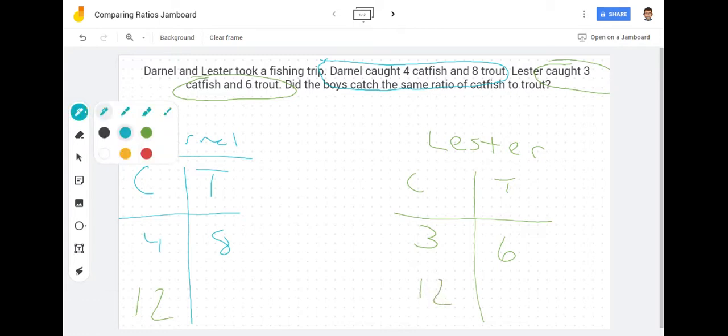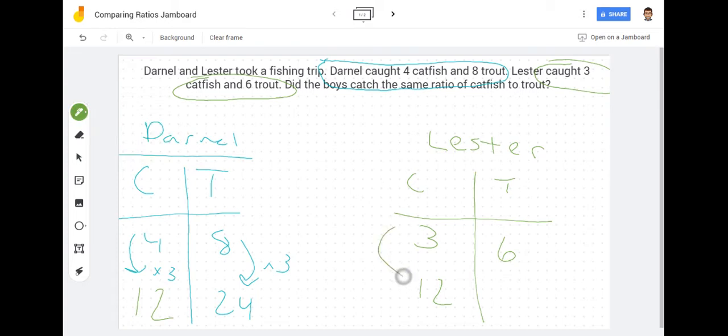Now, this is where you just scale up a ratio like normal. So for me to go from 4 catfish to 12 catfish, I have to multiply times 3. And then I have to do the same thing with my 8 times 3. So 8 times 3 is 24. Now, if I'm looking at Lester, for me to go from 3 catfish to 12 catfish, I have to multiply times 4 because I'm scaling up. And then I have to do the same thing, 6 times 4.